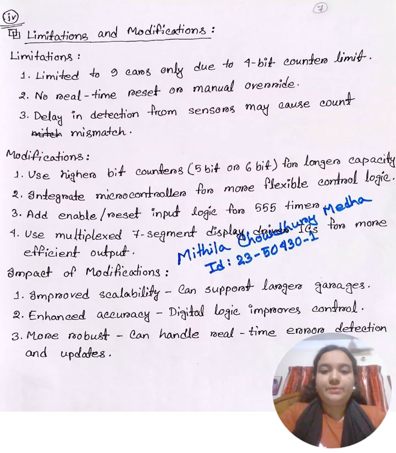So here are the last topics of this assignment: limitations and modifications. There are a few limitations. The counter is limited to only 9 cars due to the 4-bit design. There is no manual override or reset option. Sensor delay could cause counting mismatch. To improve the system, use a 5 or 6-bit counter for larger capacity and microcontroller-based control for flexibility. Introduce enable and reset logic for the 555 timer. Use a multiplexed display for more efficient output.